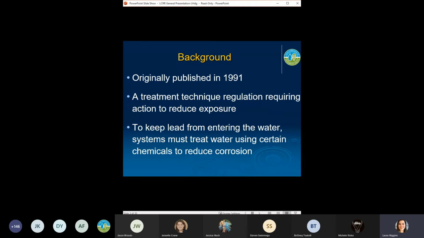Lead is generally not naturally found in water. Rather, lead from lead pipes, faucets, and fixtures can dissolve into water or sometimes can enter as particles. So in order to keep lead from entering the water, the rule requires that some systems treat water using certain chemicals that keep the lead in place by reducing corrosion. And when corrosion control alone is not sufficient to control lead exposure, systems are required to educate the public about risks of lead in drinking water and to replace the lead service lines.